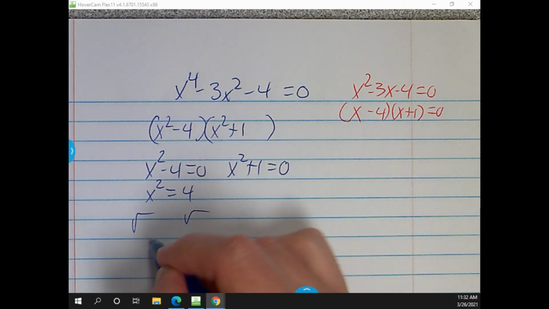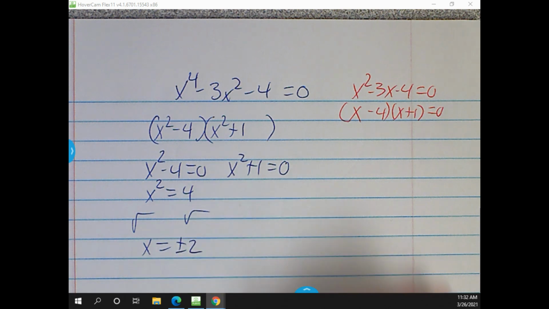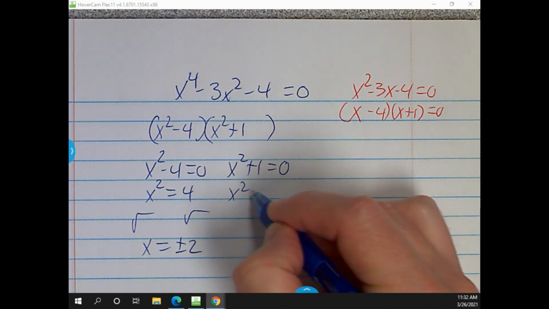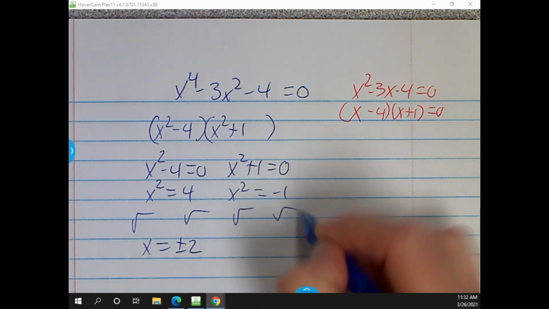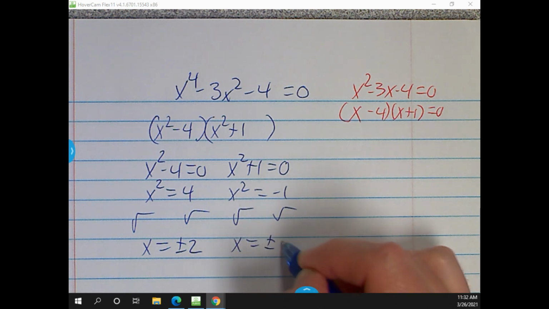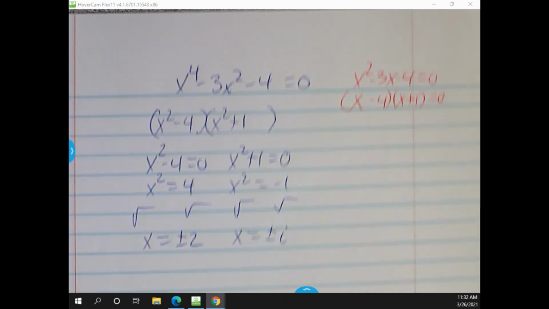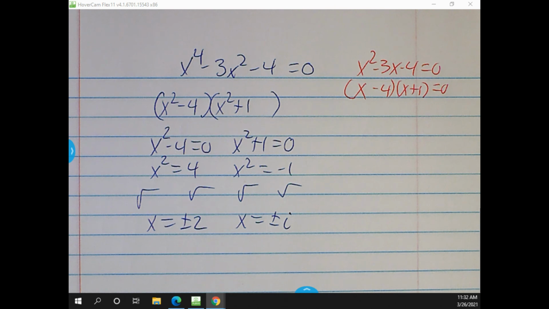Square root it, and we get the plus or minus 2. This one, you would subtract the 1, you would square root it, and then you get the plus or minus 1i. Now, a lot of times people don't see that because the x to the 4 throws them off, but that's one option that you could have done there to get through those answers. You don't have to do it that way, but it's a possibility of what you could do to make it out to be what it wants to be.